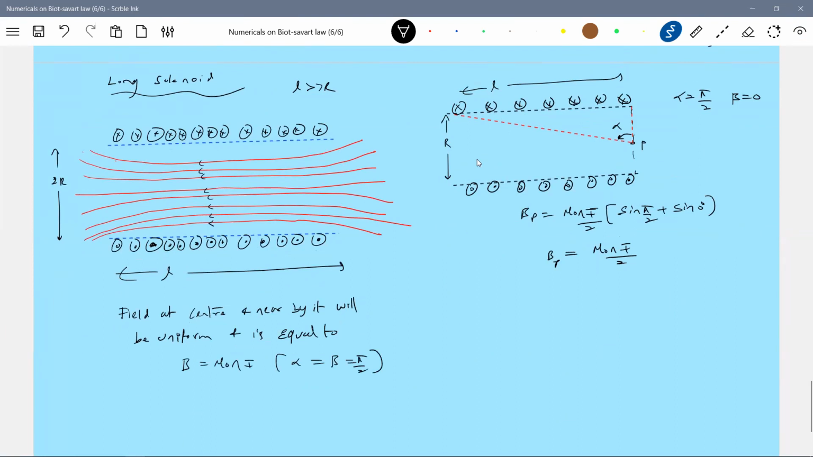This is for a long solenoid only, please, it's not a short solenoid. For a long solenoid, the field near the center, somewhere here, the field strength will be like this. For the same long solenoid at the ends, how much will it become? Mu naught Ni by 2. So with this, now we have a certain firm idea.